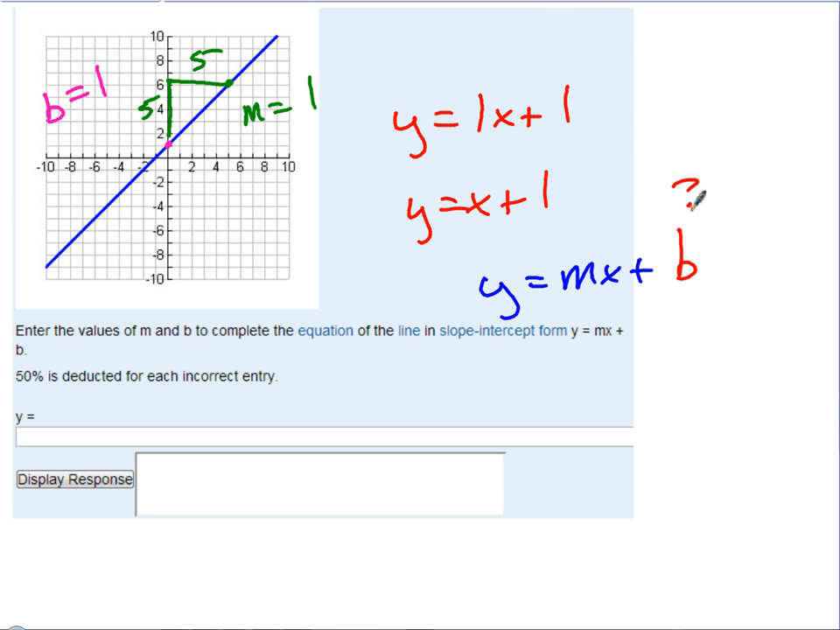Plug in values, right? So all I would have to do in this case is just find the slope from the graph, plug that in for M, and then find a convenient point on the line. It doesn't have to be the y-intercept, but any place where the line passes through a convenient point, and the coordinates of that point are just x and y. Plug them in, solve for B. That's the worst case scenario. Usually you can just spot B.